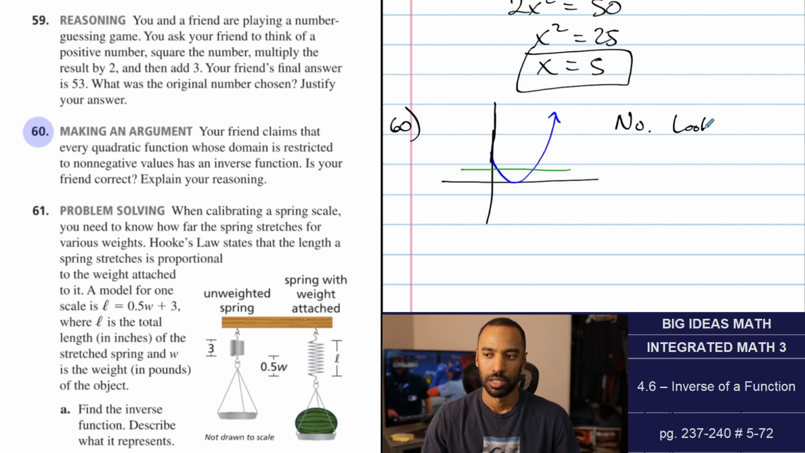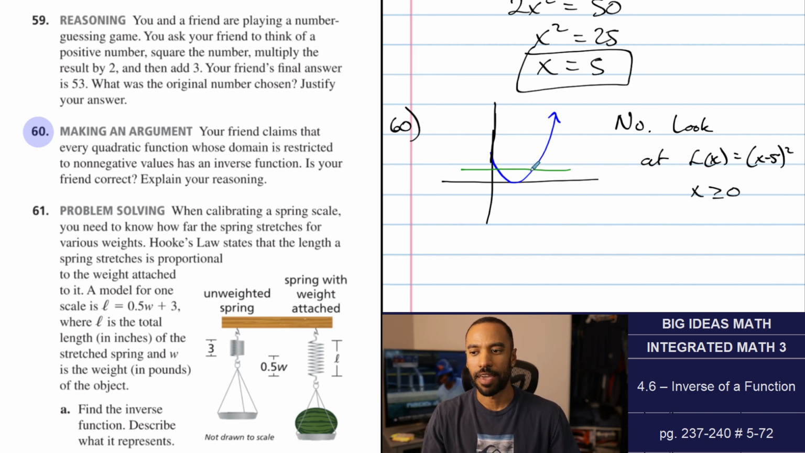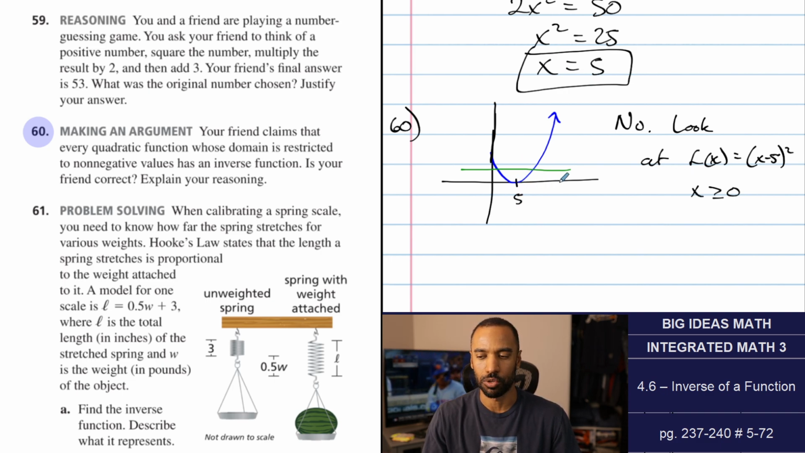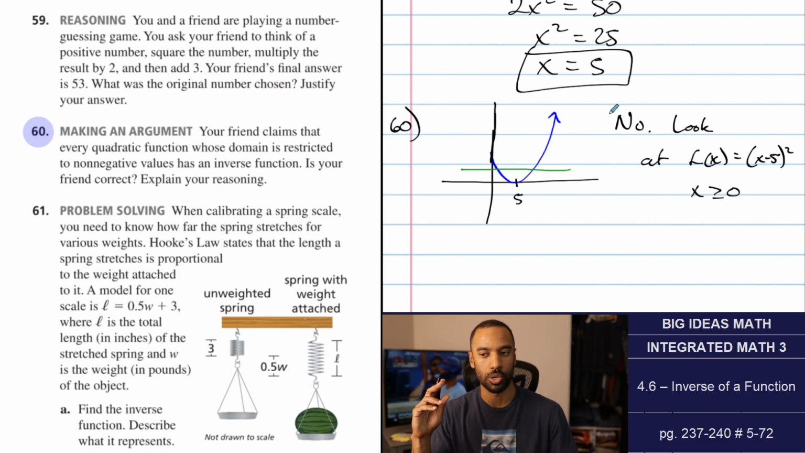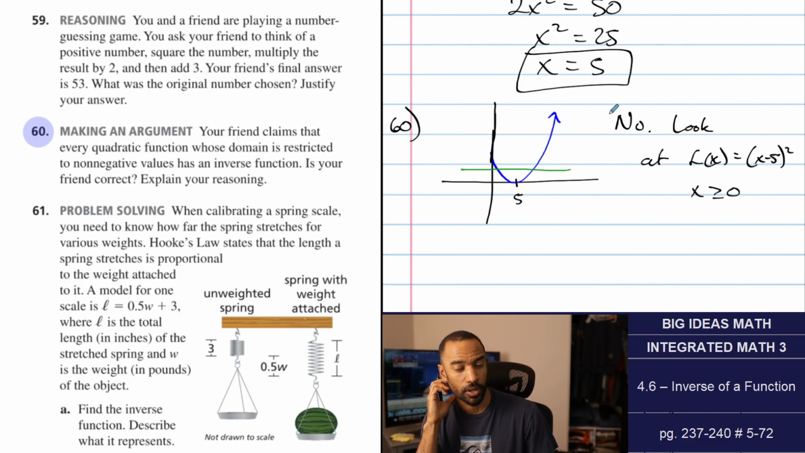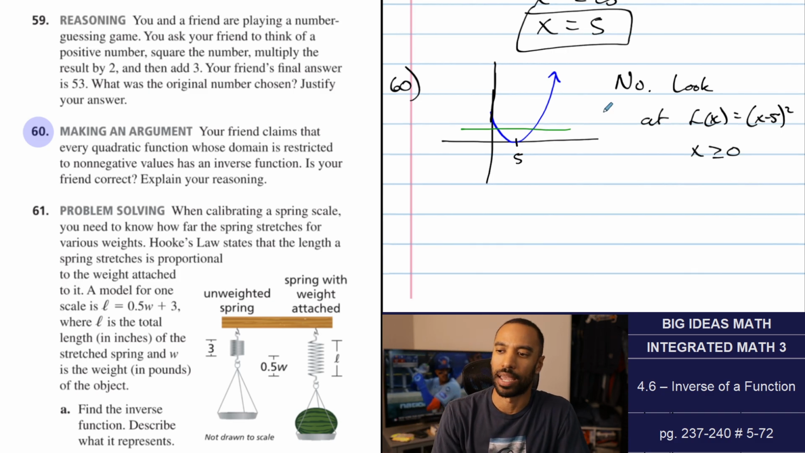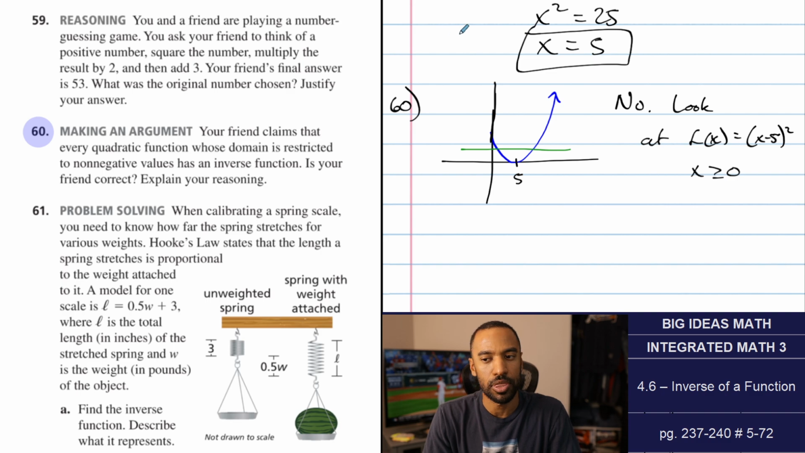Look at f of x equals, I don't know, what can we call this? x minus 5 quantity squared, where x is greater than or equal to 0. It fails the horizontal line test there, so its inverse would fail the vertical line test. So that's a no. Your friend, my friend, is incorrect there. Good on them to make me think about that one. I was trying to think heavily and make sure, and say no on that.